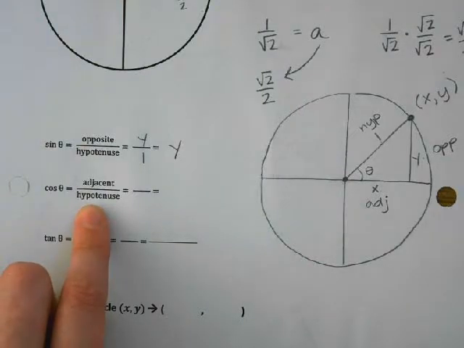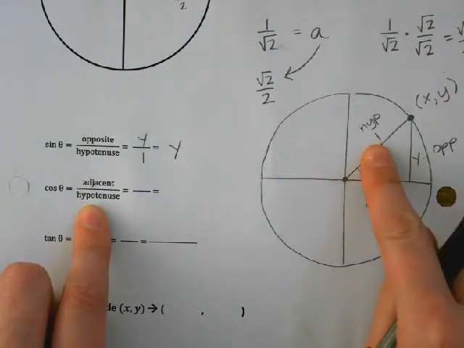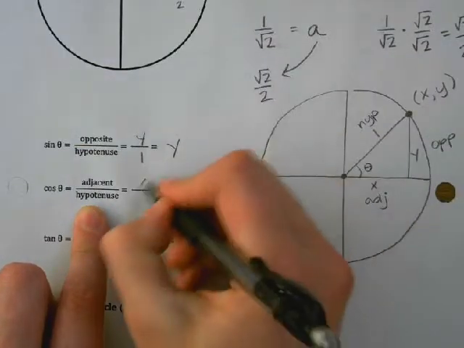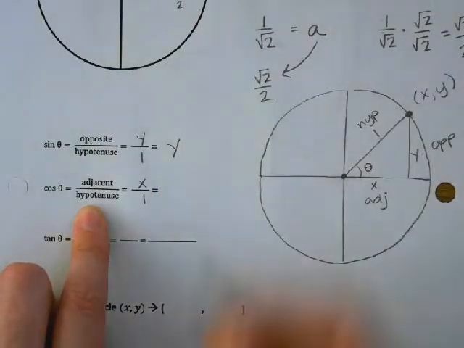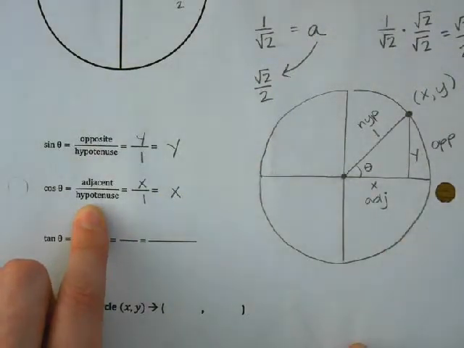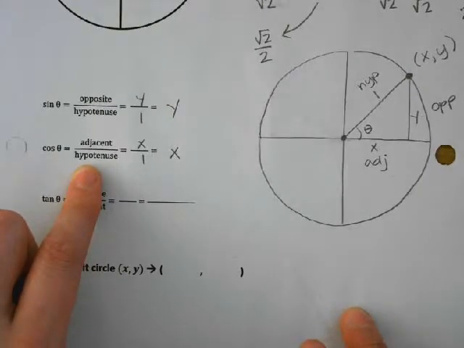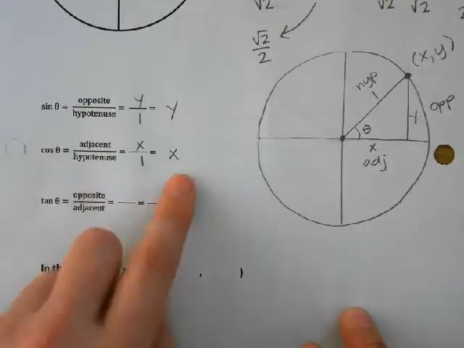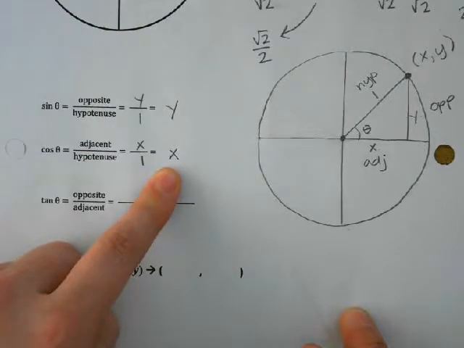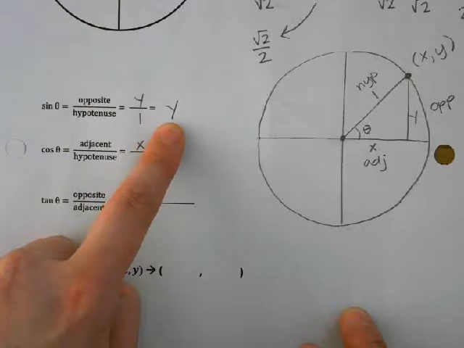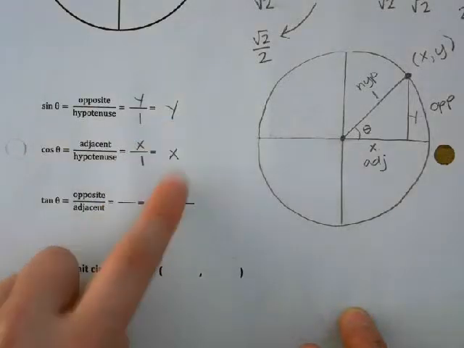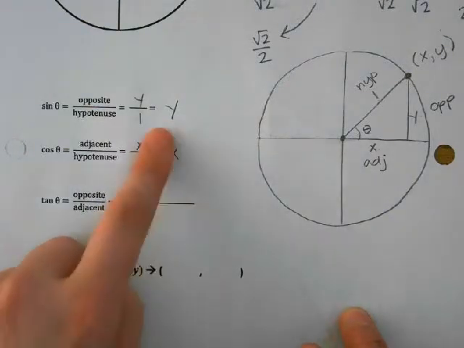Cos is adjacent over hypotenuse. So x over 1. What is x divided by 1? X. So here is how we avoid using our calculator. Are you listening? Here's how we avoid using our calculator. If I want to know what cos of a specific angle is, I just look at the x coordinate. If I want to know what sine of an angle is, I just look at the y coordinate. You guys see that? If I want to know cos, I look at x. If I want to know sine, I look at y.